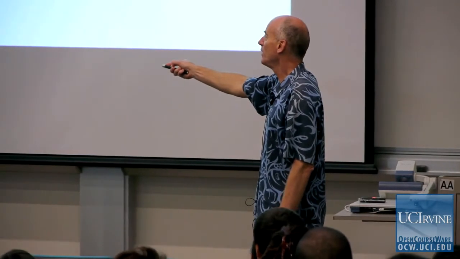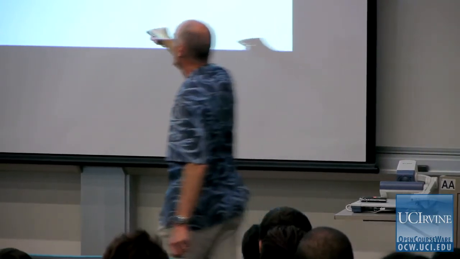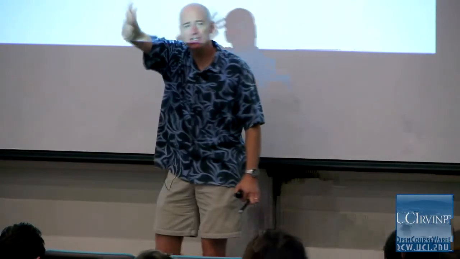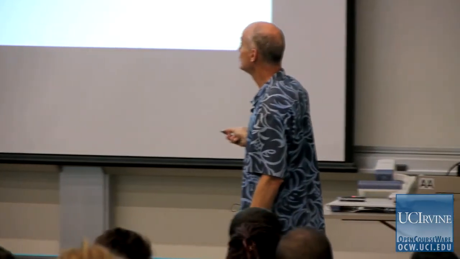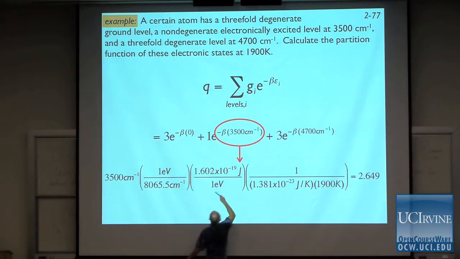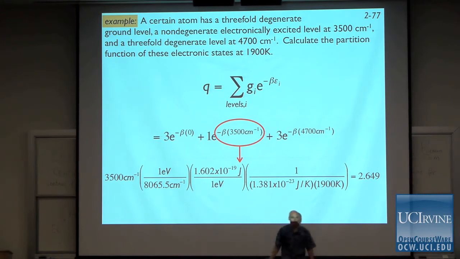For example, 3,500 wave numbers. What is that in joules? Why do I care? Because Boltzmann's constant is almost always 1.381 times 10 to the minus 23 joules per Kelvin. Boltzmann's constant is always in joules. So other energies, if they're in joules, it's very helpful. Otherwise you have to know Boltzmann's constant in different units. Always use 1.381 times 10 to the minus 23 for Boltzmann's constant and change the units of the other stuff. So 3,500 wave numbers, what is that? Go back to your Chem 1 training and make sure that you cancel units and get the right ones.